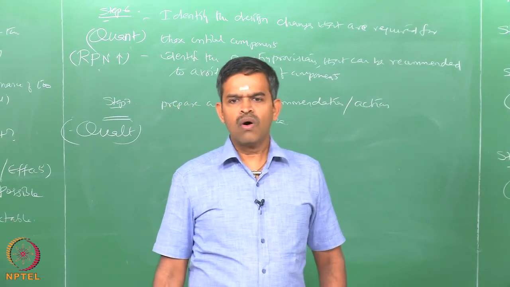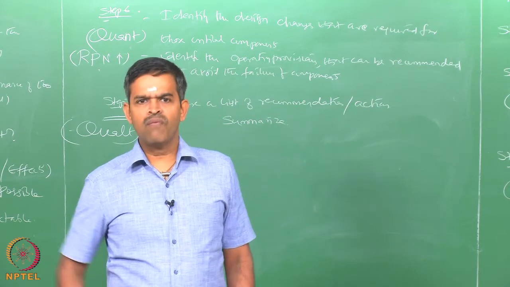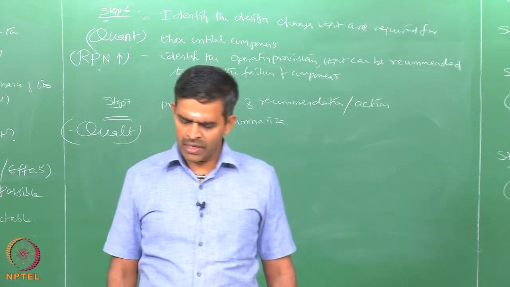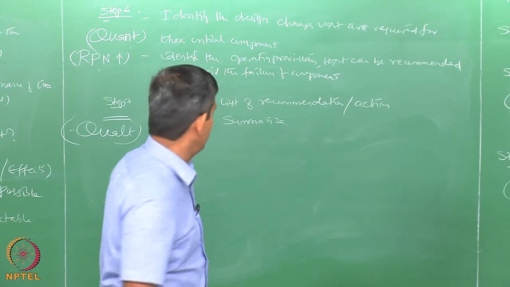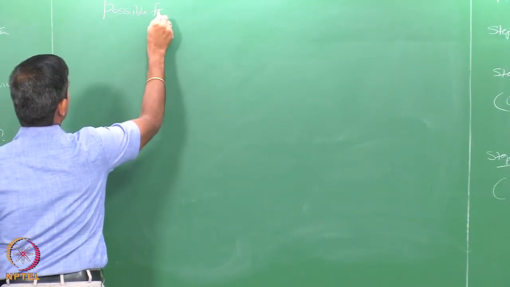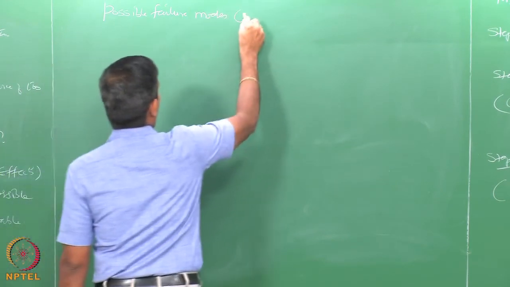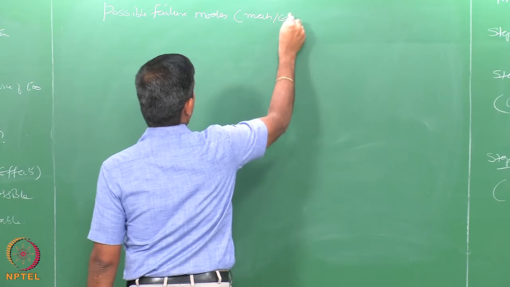So, all possible failure modes should be identified. Now, the question is, what are the possible failure modes in a given analysis of a mechanical or electrical system? Possible failure modes of a mechanical or electrical system.